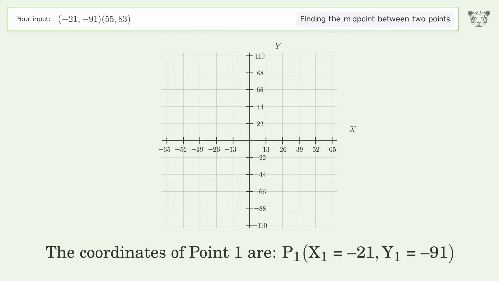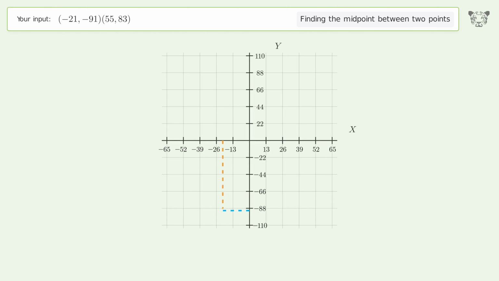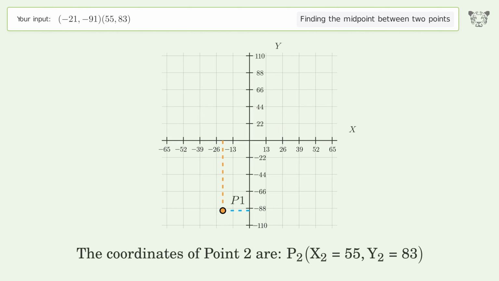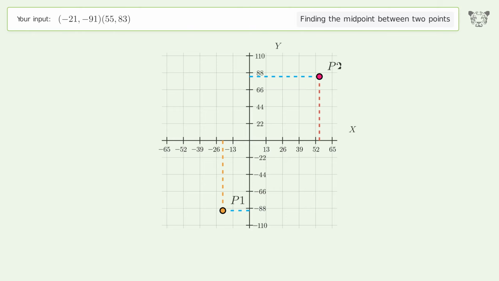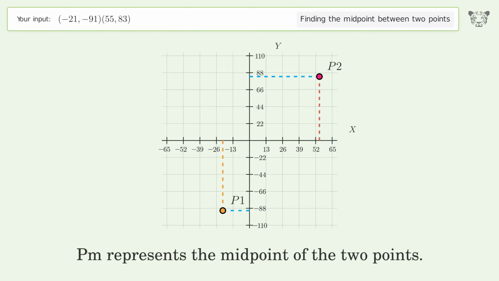The coordinates of point 1 are, x1 equals -21, y1 equals -91. The coordinates of point 2 are, x2 equals 55, y2 equals 83. PM represents the midpoint of the 2 points.